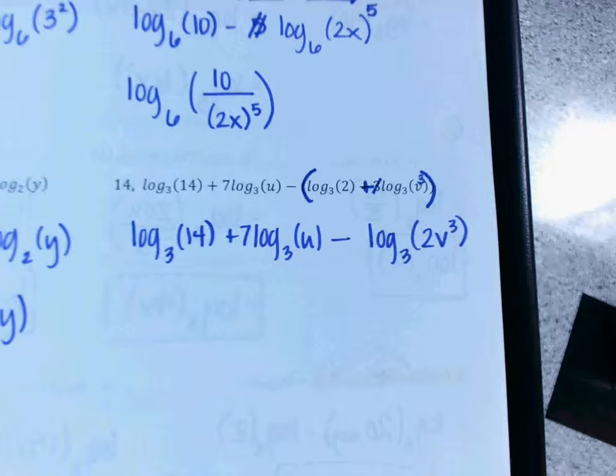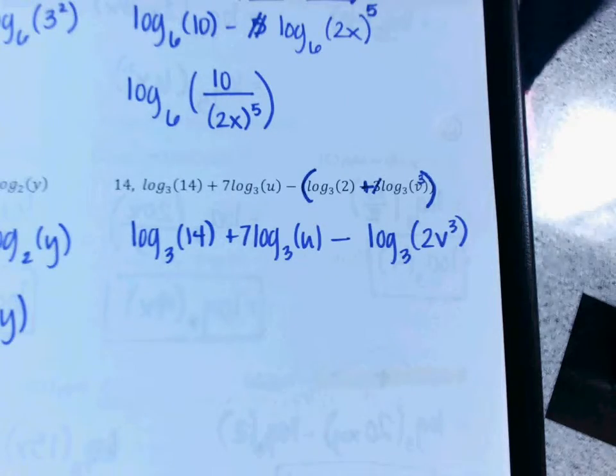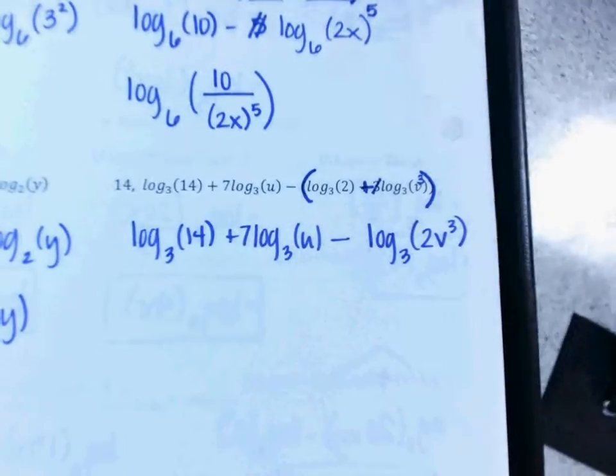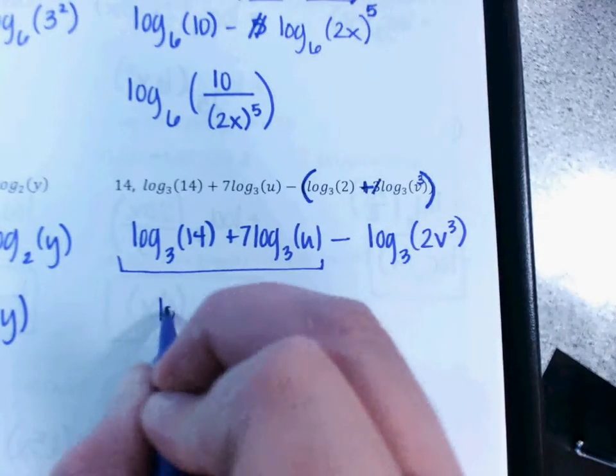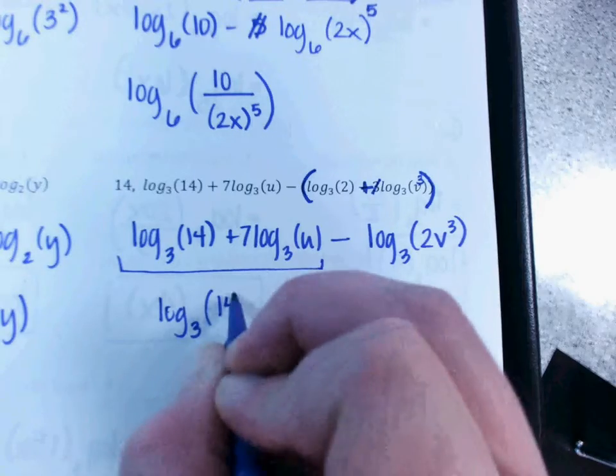Okay, next step. Now from here, I'm just going to go left to right. So these two are added. That means I'm doing what? Multiplying. So I'll have log little 3, put these two together first. So it would be log little 3 of 14u.